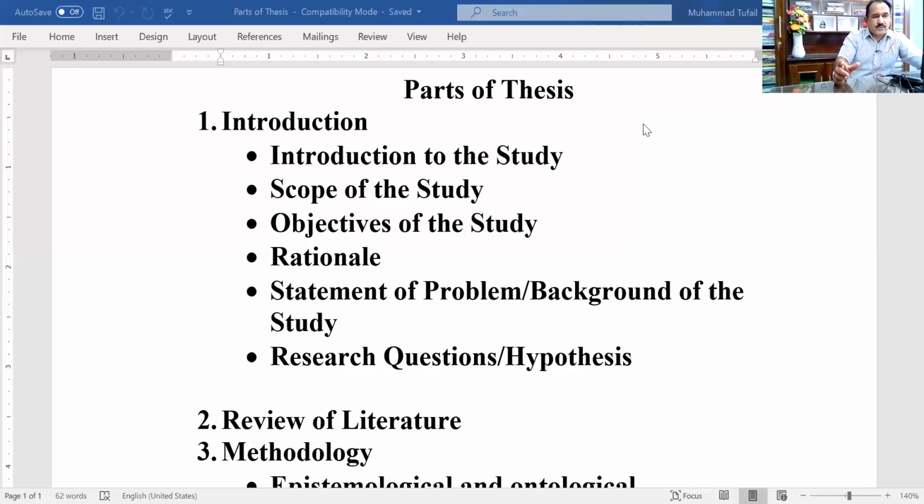Why do you want to conduct research on the work of Latif's poetry? Because I want to know how Latif used folk tales in his poetry. How has he employed folk tales in his poetry? So that is the objective.